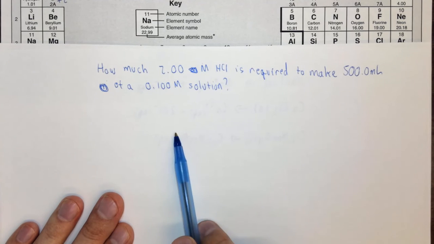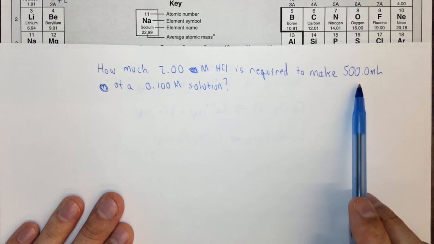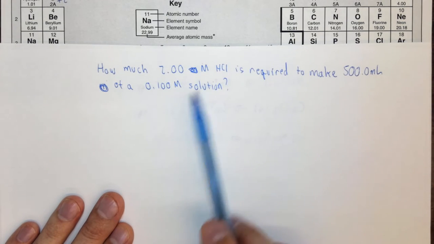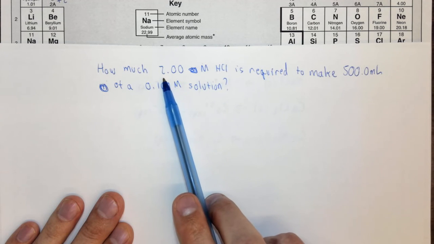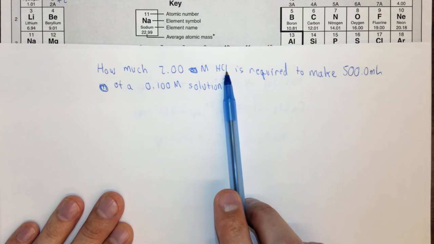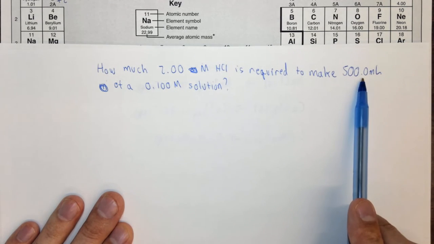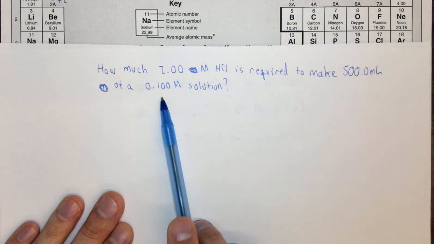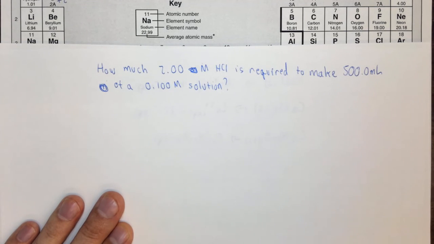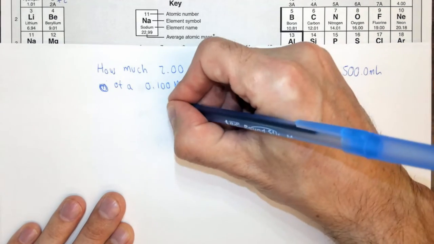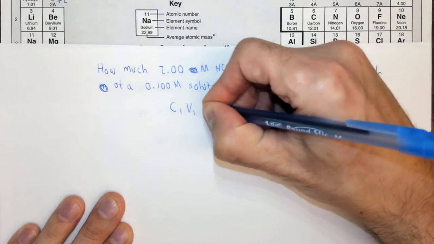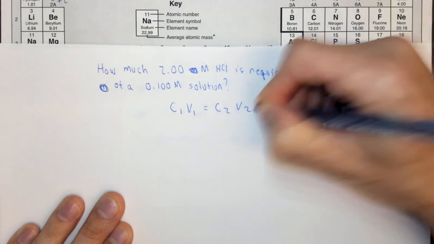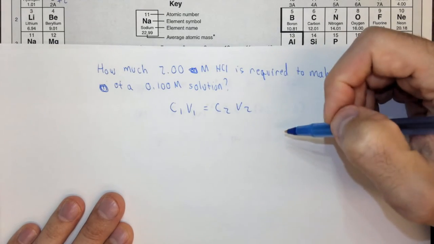Well, this is a dilution. So we're starting with some amount of this 2.00 molar solution, and we're going to add water such that the total volume of the solution is 500 and the final concentration is 0.1 molar. So let's look at the equation. Well, the equation is C1V1 equals C2V2. Because we're doing a dilution, we can use this equation.